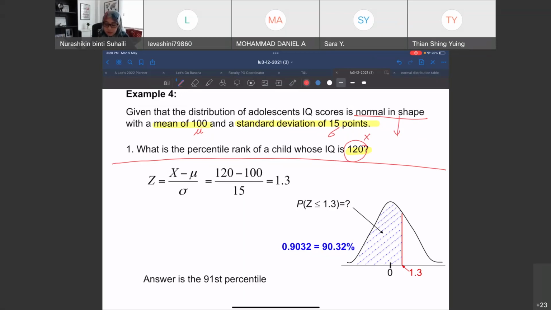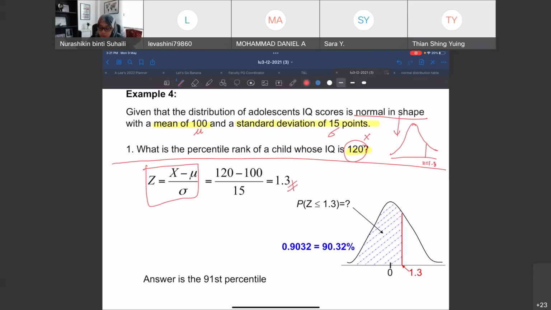So it means that in order to use the normal distribution, you have to use this formula. You have to convert the x into z first. So when you substitute the value x 120, mu 100, standard deviation 15, you get z equal to 1.33. Okay, so where is 1.33? You should sketch by yourself. So it should be here.